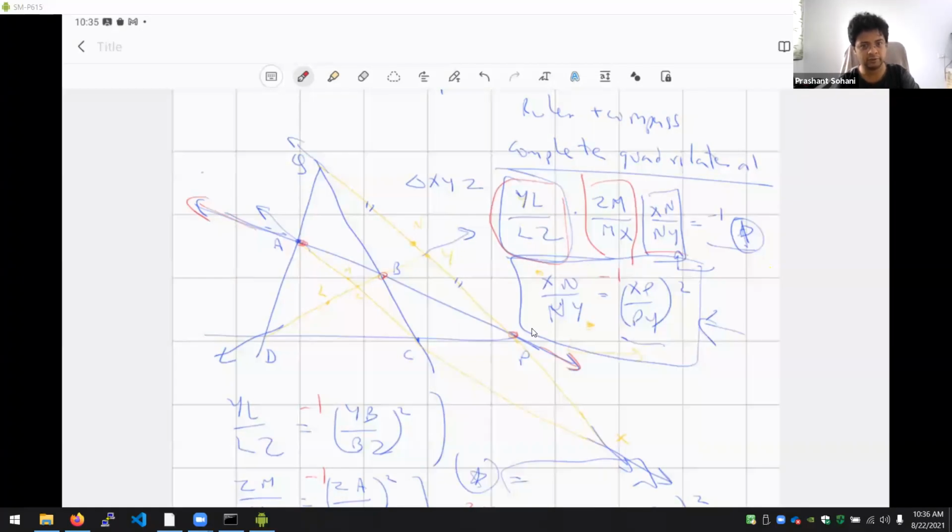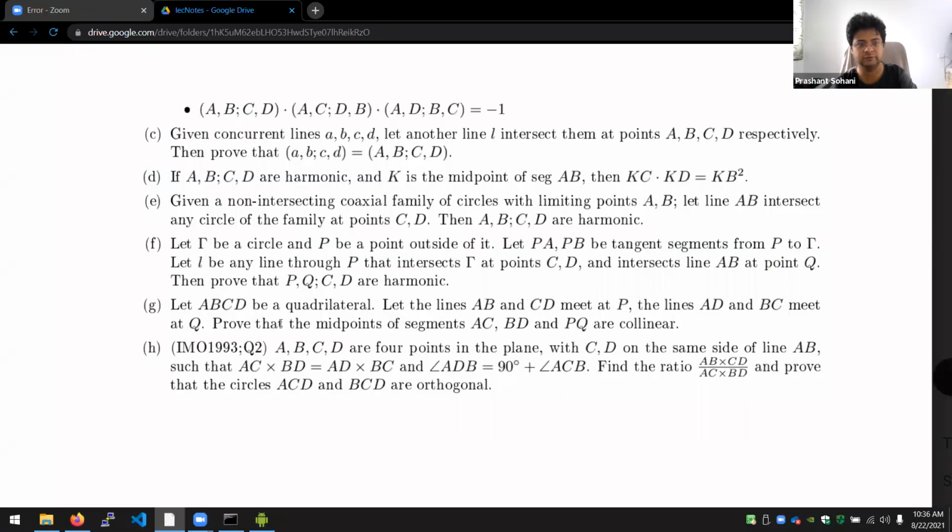Okay. Any other doubts on this question? We can move on to the next one. Okay, so this was question G. Question H is from IMO 1993, question 2.